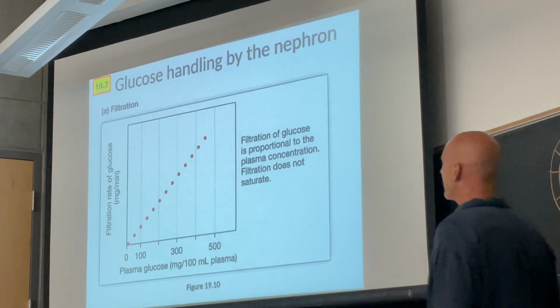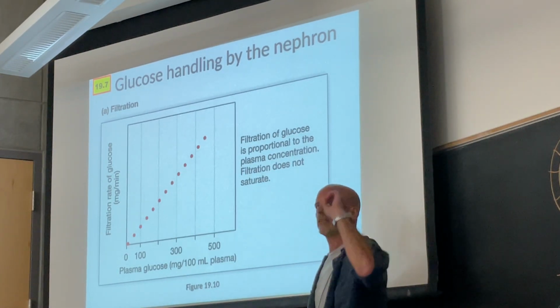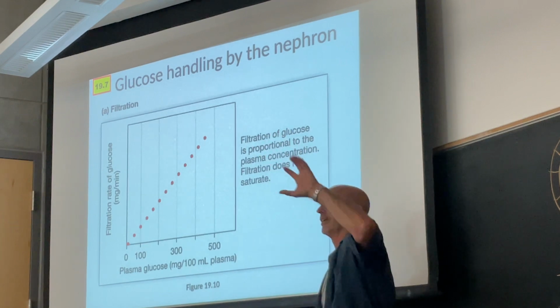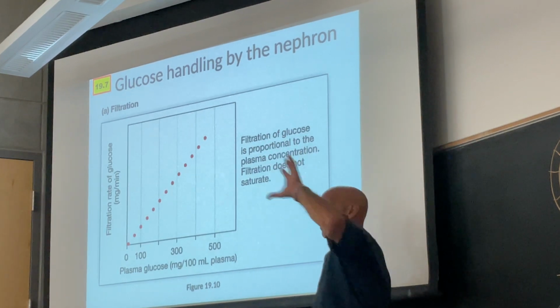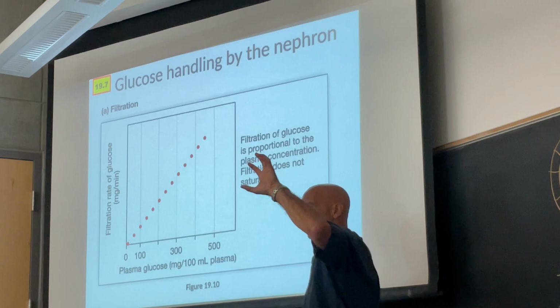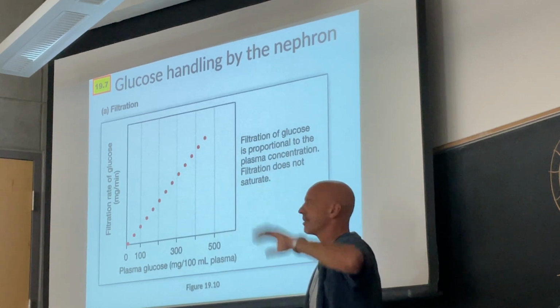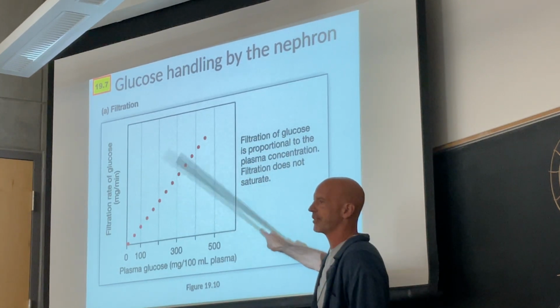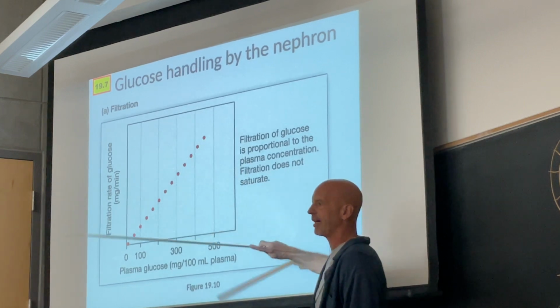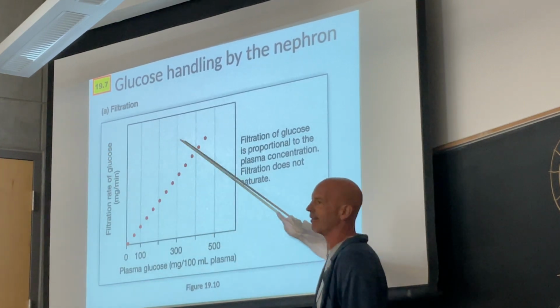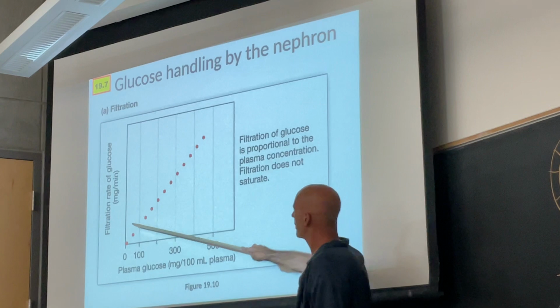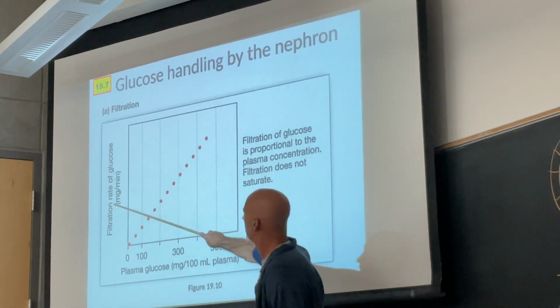This is the filtration rate of glucose. Basically, everything is coming out into the filtrate right there. Glucose is just indiscriminately coming out. You can filtrate as much as is coming out. The filtration isn't gonna be selective. If you have a really high level of glucose, you're gonna have a really high level of glucose in your filtrate. So this is a linear graph showing the filtration rate.